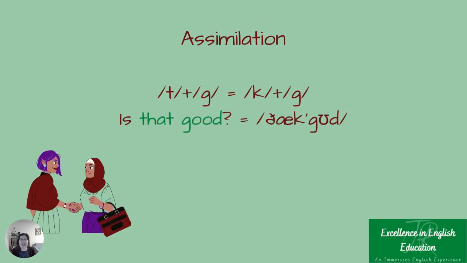So if we've got a final t followed by a hard g sound, the t sound actually changes to a k. So, "is that good?" You can see that my mouth is having to move quite far. So instead, the t can change to a k sound. "Is that good?" You can see that the k and the g have the same mouth shape. So it's much easier and it doesn't make any difference with the comprehension. You still understand what I'm saying.